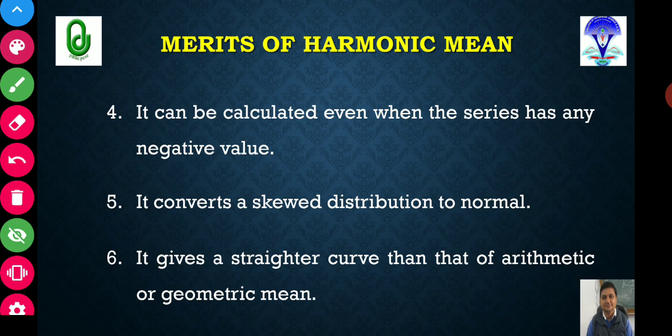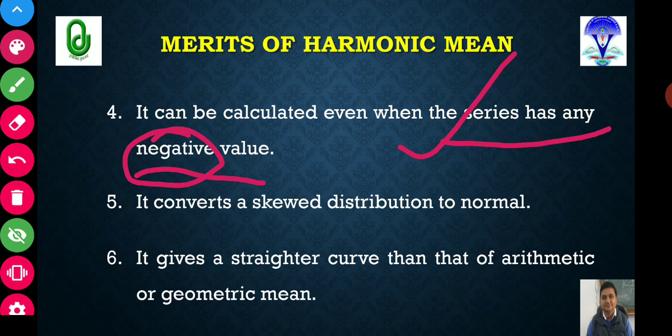It can be calculated even when the series has a negative value. So this is the advantage over the geometric mean. Even if you have a negative value, you can calculate it.